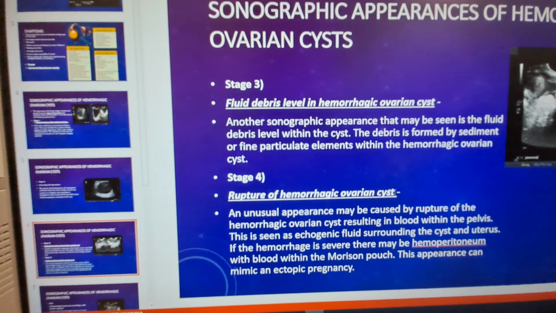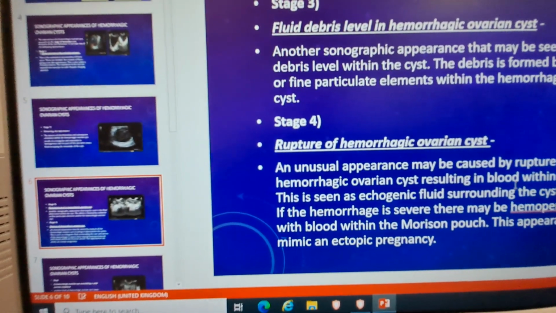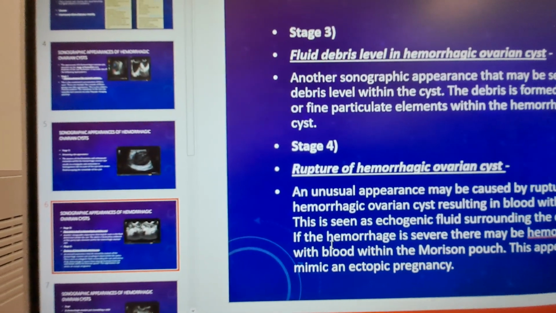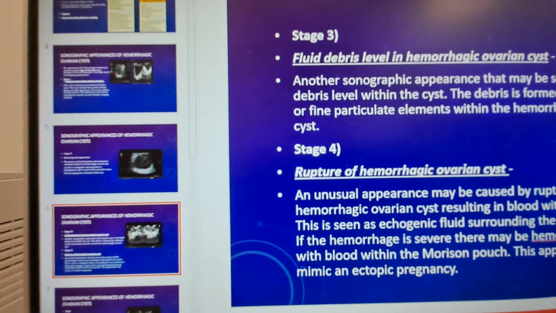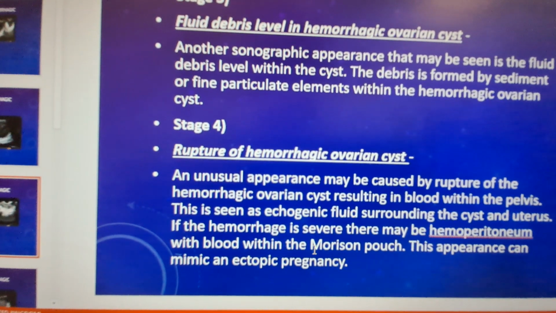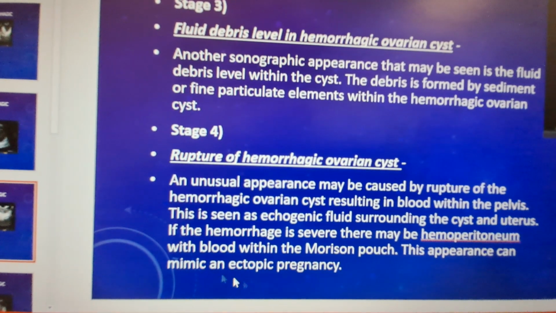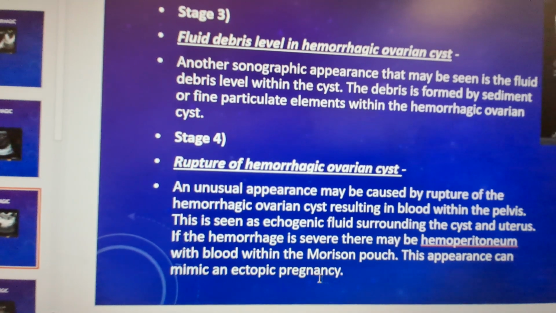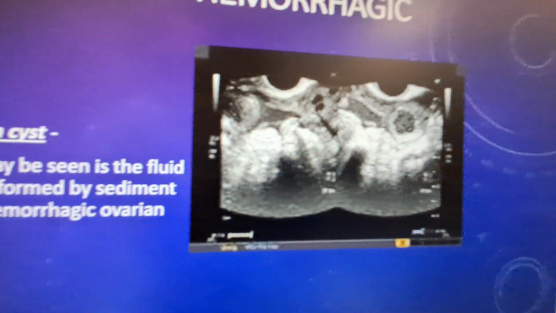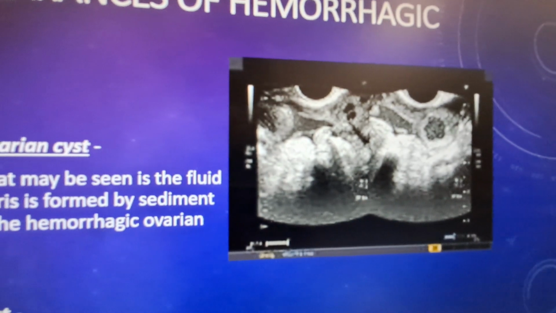The rupture of the hemorrhagic cyst is unusual, but maybe the rupture of the hemorrhagic cyst is a result of the blood in the pelvis and echogenic fluid around the pelvis, the cyst and uterus. If the hemorrhage is severe, it is called hemoperitoneum, which you always remember with the blood, and within the Morison pouch you can see this hemoperitoneum, the blood collection. This is also a sign of ectopic pregnancy, which is a mnemonic. So you see here, this is the free fluid in the lower pelvis, the pouch of Douglas.